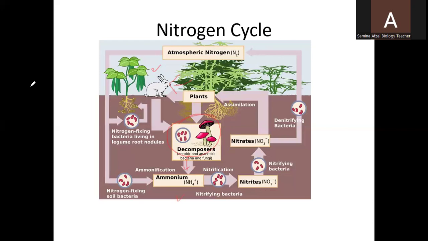On the other hand, some plants have root nodules, and there are some bacteria living in the root nodules, and they help in nitrogen fixation. So those bacteria which are present in the root nodules are called nitrogen fixing bacteria. And these nitrogen fixing bacteria help to release the ammonium ions into the soil, and they fix the nitrogen from the air.